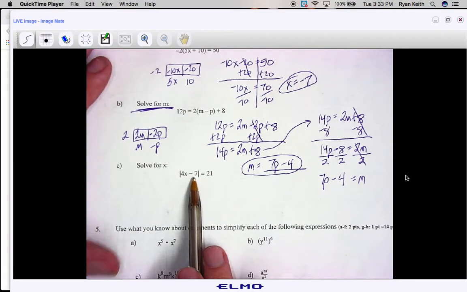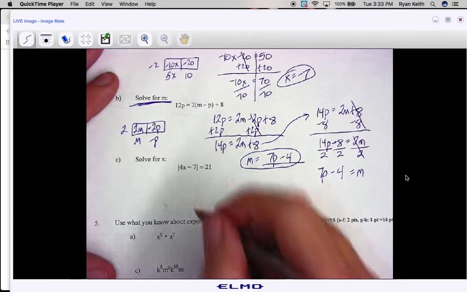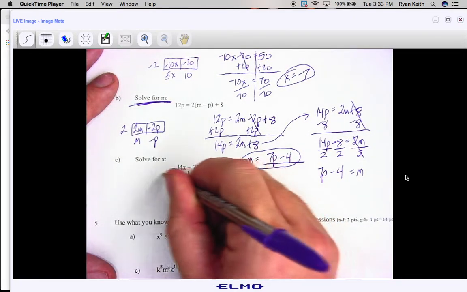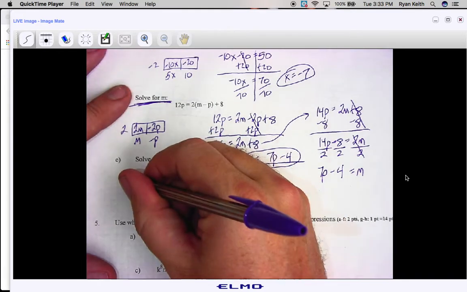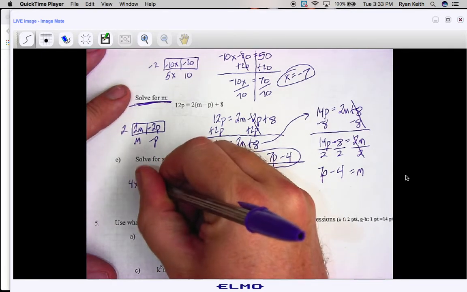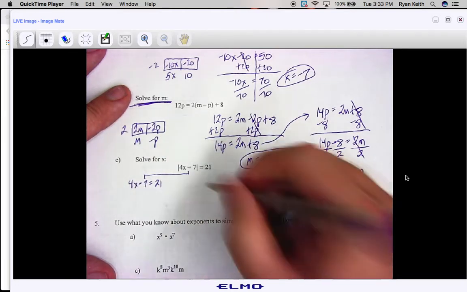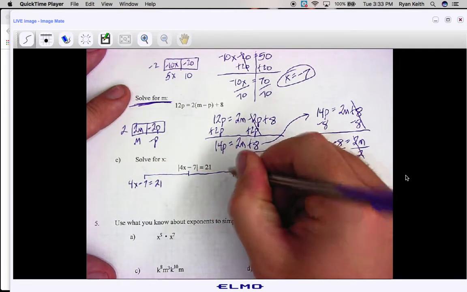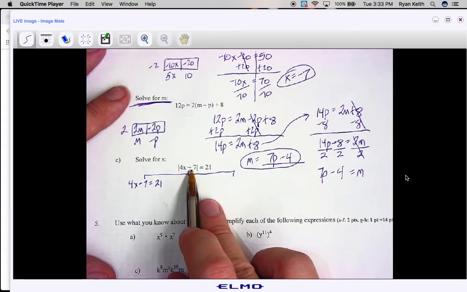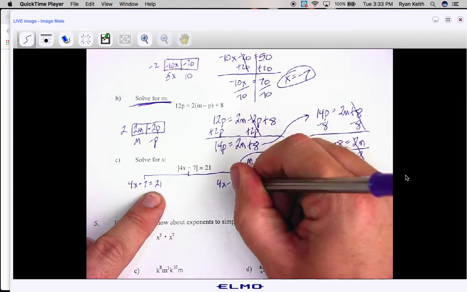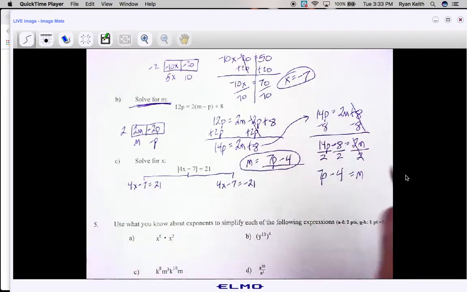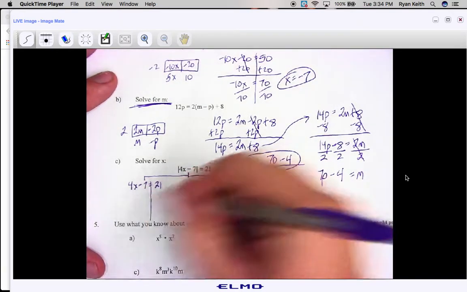Letter C. I'm sorry to say this, I cannot believe how people continue to forget that when you see absolute value in an equation, you have to separate the problem into 2 different things. You take the bars off the left side and make it equal regular 21, and then you take the bars off and make it equal negative 21. We're going to get 2 answers. They're both very easy to solve.